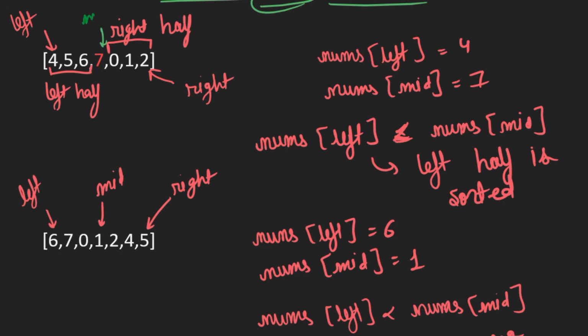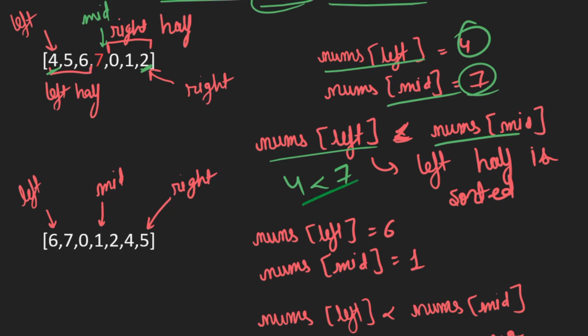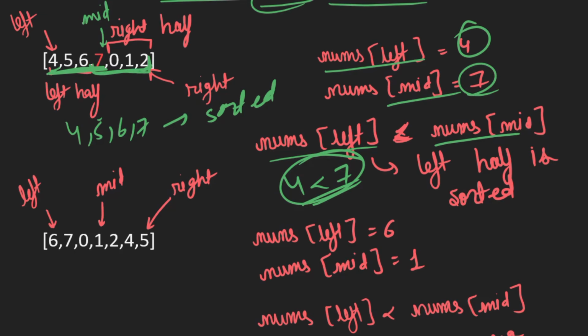So this is our midpoint, this is our left point, and this is our right point. At left point we have 4, at midpoint we have 7. So nums of left, that is 4, is less than nums of mid, 4 is less than 7, yes. That means our left half, that is 4 5 6 7, is sorted. But our right half, that is 7 0 1 2, is not sorted, it is rotated.